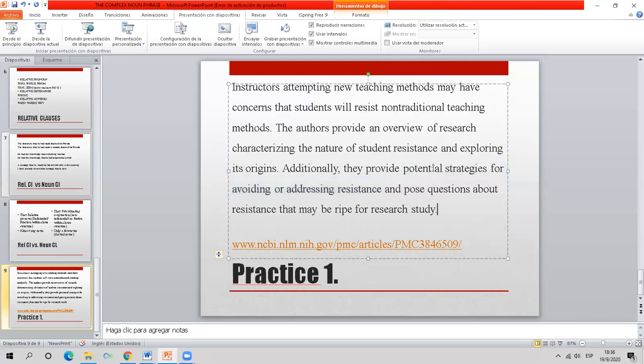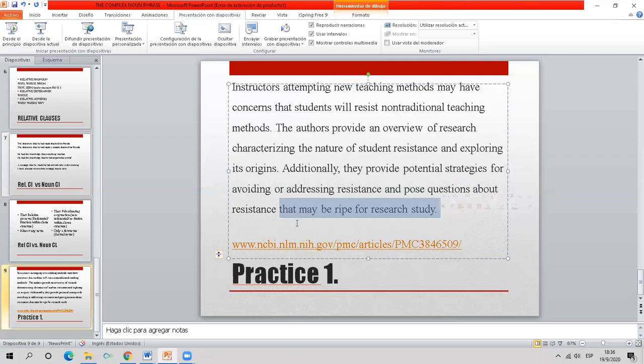Okay, they provide these strategies and pose, the object to the verb poses, questions about resistance that may be ripe for research study. Okay, the head here is questions. How many post-modifiers do I have? That is the key question here. One or two? Yes, two. Why? Because we have questions about resistance. First post-modifier is a prepositional phrase, and the second one is a restrictive relative clause.